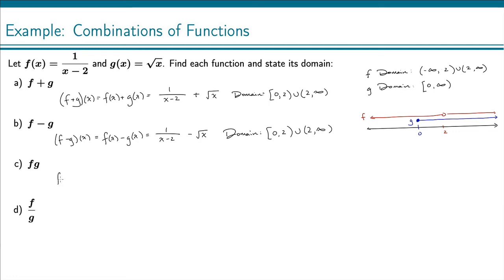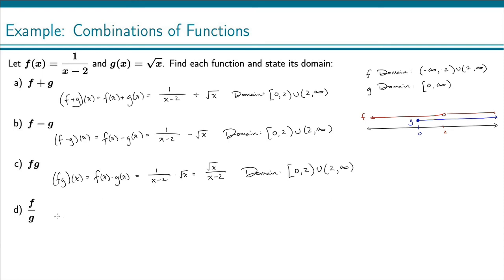For our f times g, again, there's nothing really special here. We just multiply f of x times g of x. And so we have 1 over x minus 2 times the square root of x. And we can write that as a single fraction if we want. Square root of x over x minus 2. But again, our domain, there's nothing special about this. It just stays the same, intersection of those two. So 0 to 2 and 2 to infinity.